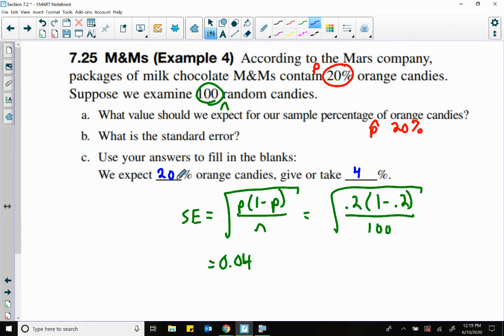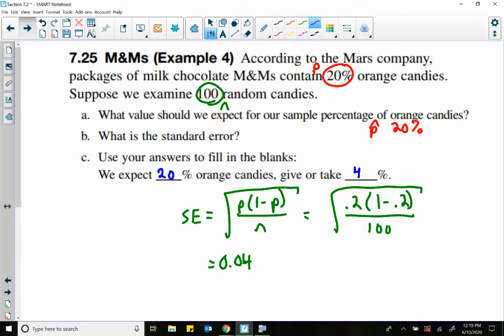So we expect 20% to be orange candies, give or take 4% from this. So it could be that there is 24% maybe in the bag, or 16% orange candies in the bag, somewhere between there. That's what this kind of give or take means for us, which we will talk more about once we hit up 7.4.